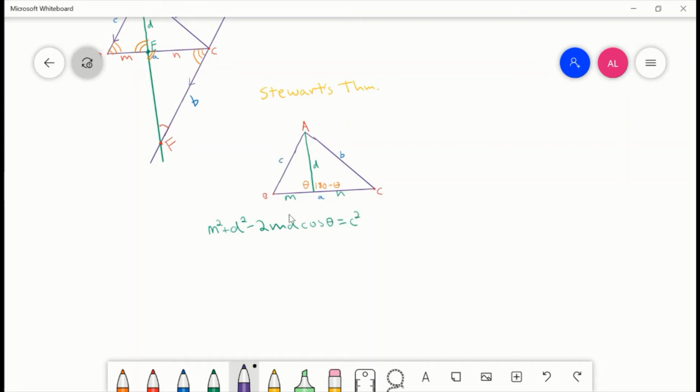And actually, just one quick fact. If you notice, the Pythagorean theorem is a special case of this theorem right here, because when theta is equal to 90, the cosine of theta is equal to 0, this whole term is equal to 0, and we get that m squared plus d squared is equal to c squared, which is exactly the Pythagorean theorem. Okay, so that was just one tiny proof of the Pythagorean theorem there. And now we're going to do the same thing on this triangle right here.